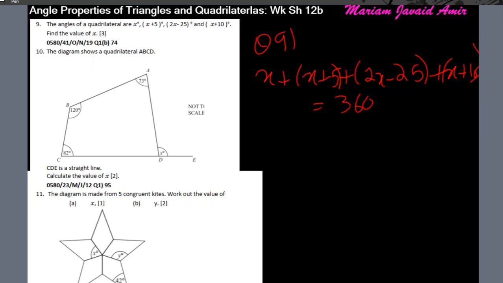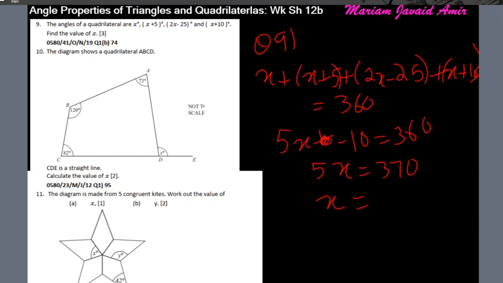So we have 1, 2, 3, 4, 5x plus 5 minus 25 plus 10. 5 minus 25 plus 10 is minus 10. So 5x minus 10 equals 360. So 5x equals 370 and x equals 370 over 5, which is 74.